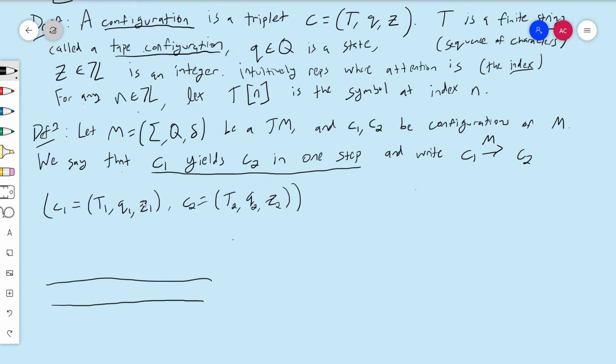So here's C1, and my cursor, let's say, is right here. I'm in state Q1. T1 is all of the tape contents, so the symbol in this cell is actually T1 of Z1. So this is what configuration C1 looks like. If you look at the whole thing, you'll see T1, but in one step, this is what I'm looking at. And so what would it mean for this to yield this?